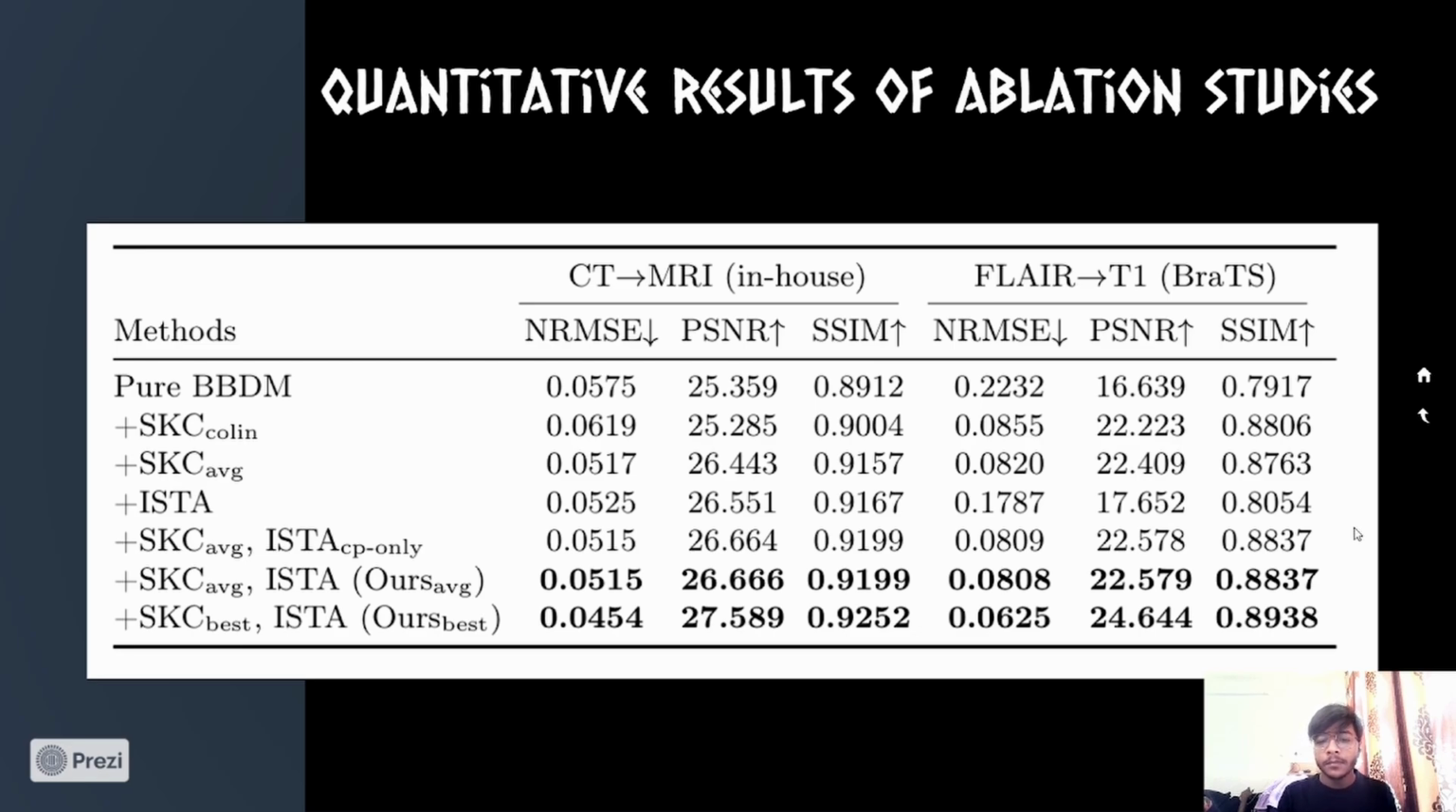These experiments strongly validate the core thesis of the paper: that with smart conditioning and a sampling strategy, a 2D model can achieve and even exceed the performance of more complex 3D systems. Now, I'll hand it over to the final speaker, who will discuss the conclusion and future directions of this work.